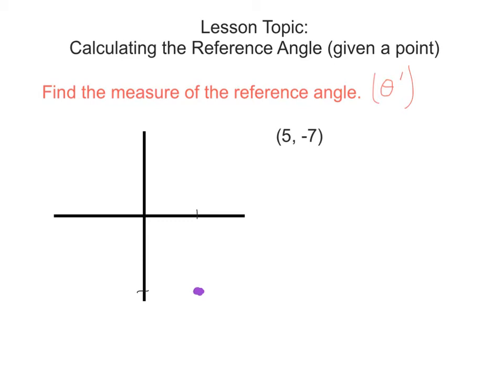Our original angle has its initial side on the positive x-axis. Of course, our vertex is at the origin, and then we come straight through the point. So our original angle theta is this angle here, but we are trying to find theta prime, not theta. So where is theta prime? Hopefully we're getting used to that. Theta prime is found by using the terminal side of our original angle and the closest portion of the x-axis, which is right here. So this is theta prime.